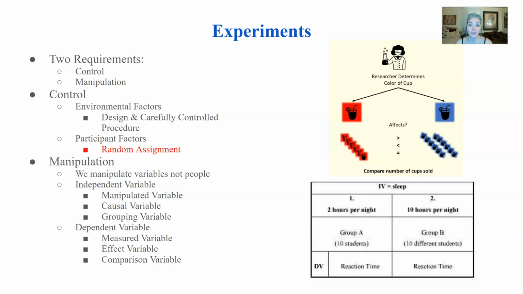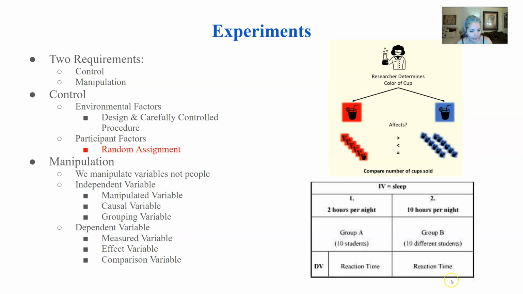We also have to control participant factors. In this particular example, we're looking at the effects of the color of the cup and whether more drinks are sold if you serve the drinks in a red cup as opposed to a blue cup. And so we're comparing product sales between those two different colors of cups.